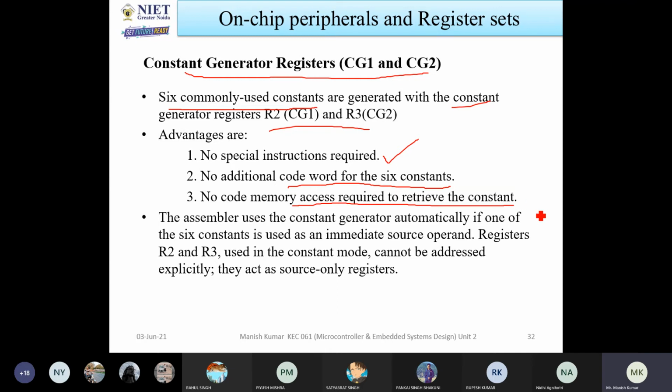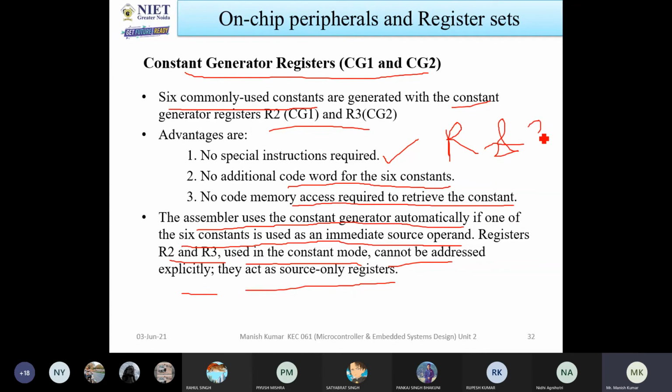Okay. So who is responsible for doing that? The assembler uses the constant generator automatically. If any of the 6 constants are used as an immediate source operand, registers R2, R3 used in the constant mode cannot be addressed explicitly. They act as source-only registers. That's why R2 and R3 you cannot use as general purpose registers. So R2 and R3 are used only as source registers, not destination registers. The assembler will take care of all these things.